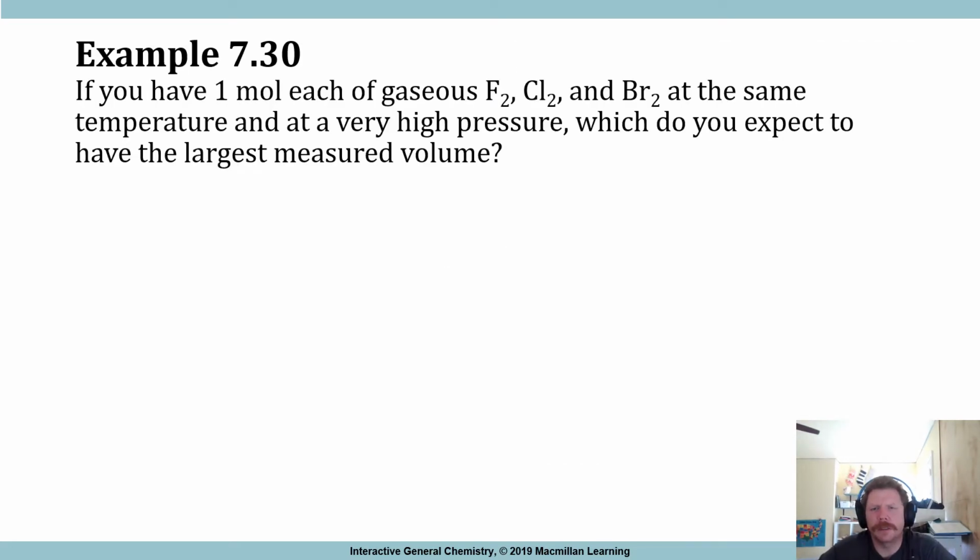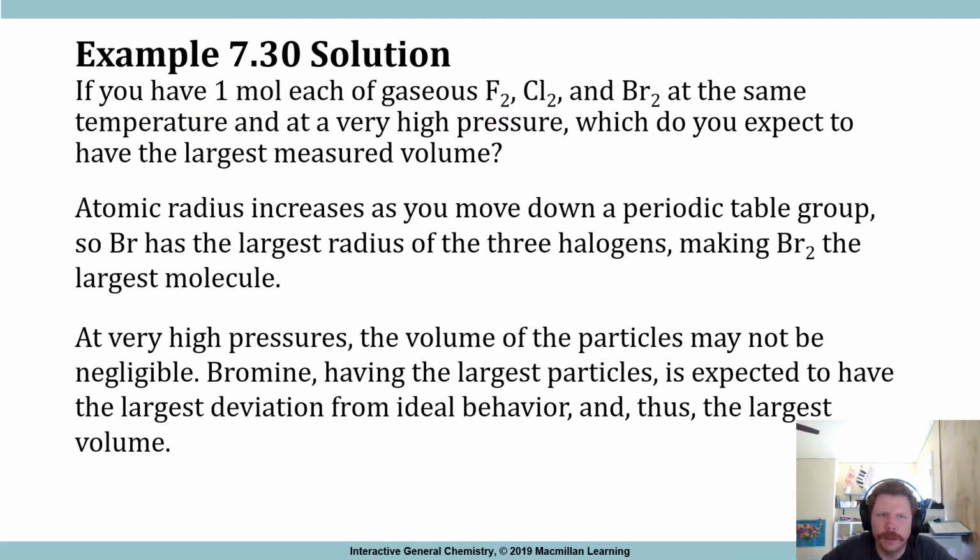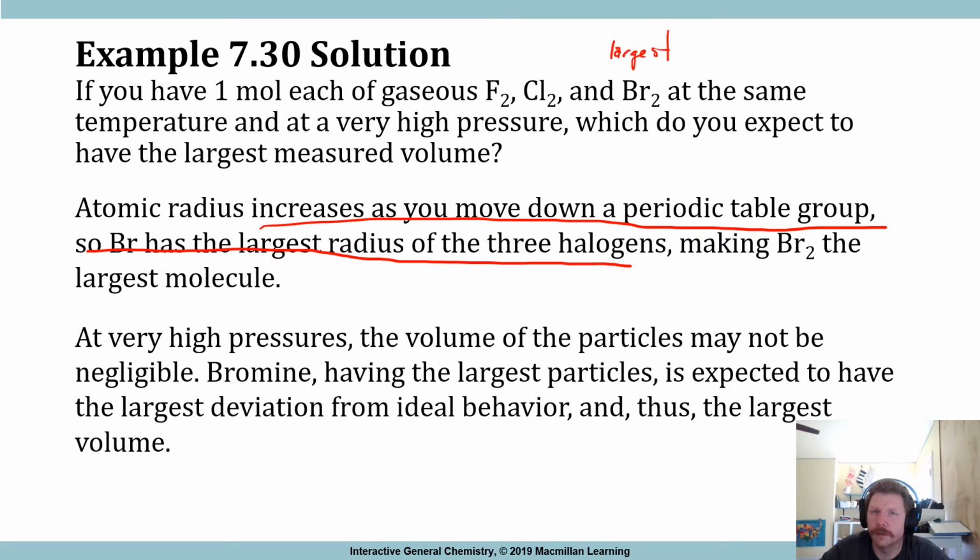A practice problem to look at with this is a thought exercise. If you have 1 mole each of gaseous F2, Cl2, and Br2 at the same temperature and very high pressure, which do you expect to have the largest measured volume? Well, atomic radius increases as you move down a periodic table group. So Br has the largest radius of the 3 halogens, making Br2 the largest molecule.